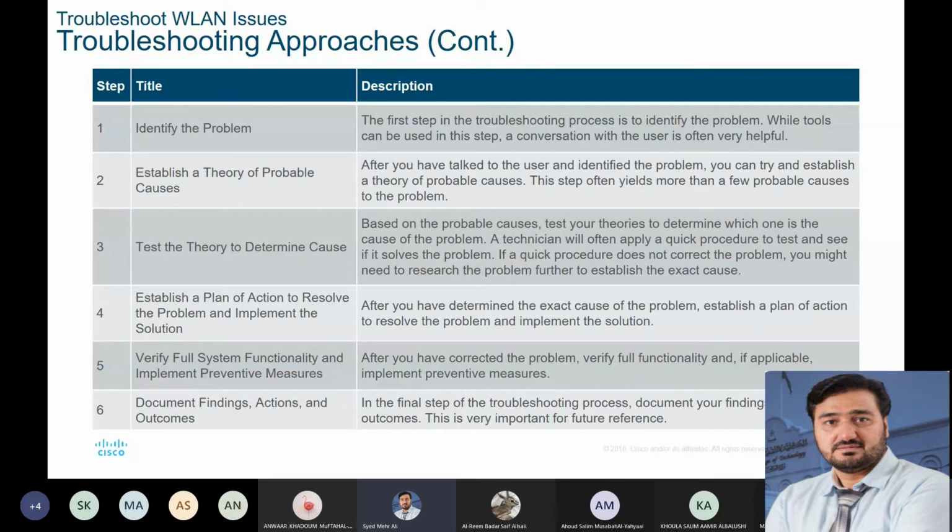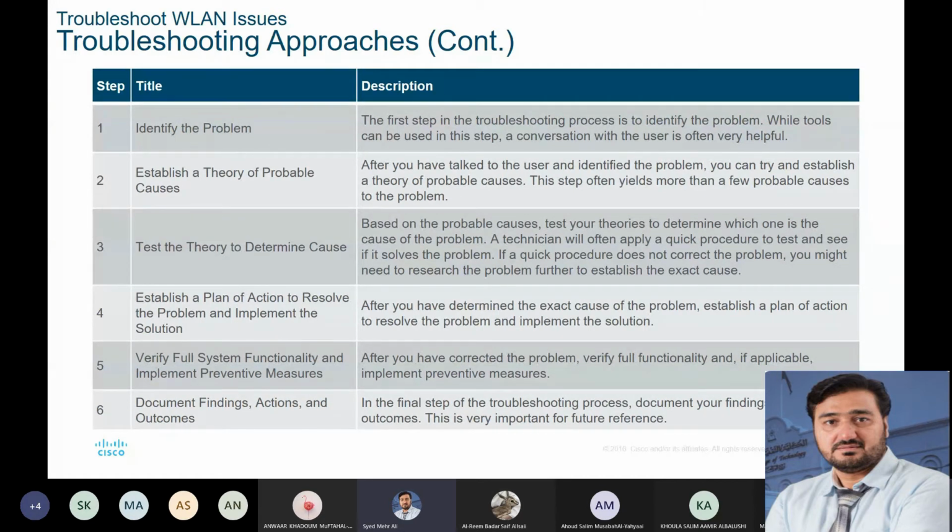Step number 4, establish a plan of action to resolve the problem and implement the solution. After you have determined the exact cause of the problem, now that the problem has been identified, it has been determined in the previous steps, now establish a plan of action to resolve the problem and implement the solution.